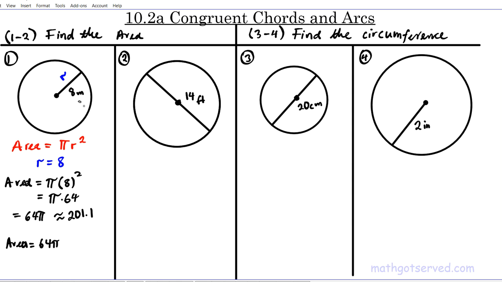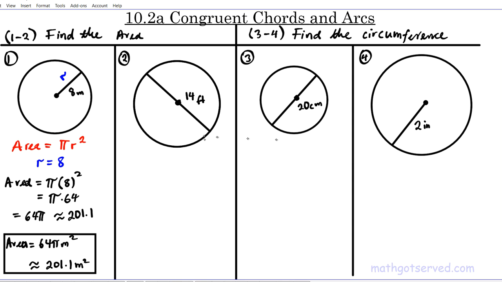Since you're multiplying two lengths, it's going to be meters squared. So that's the exact value. The approximate value, using decimals, is 201.1 meters squared. So that's the answer to question number 1. Let's take a look at question 2.